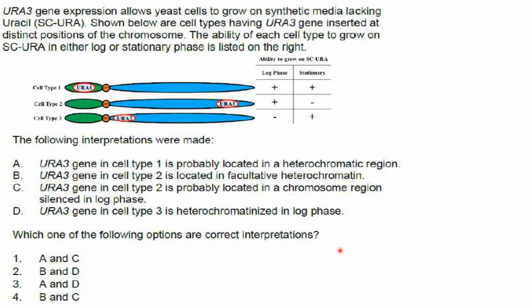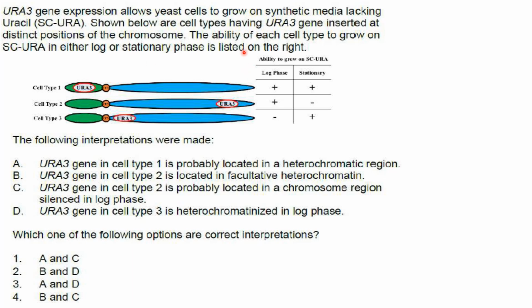Now, the location of the URA3 gene in the chromosome is either in the euchromatin or heterochromatin region. That is why it is showing different types of growth in different phases. Okay. So what is euchromatin? Euchromatin is when the DNA is loosely packed over there. So it is accessible to transcription factors and the gene gets expressed.